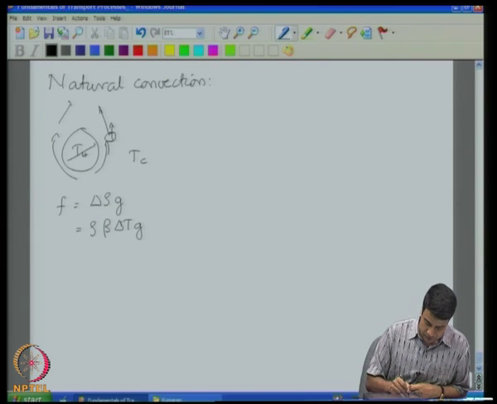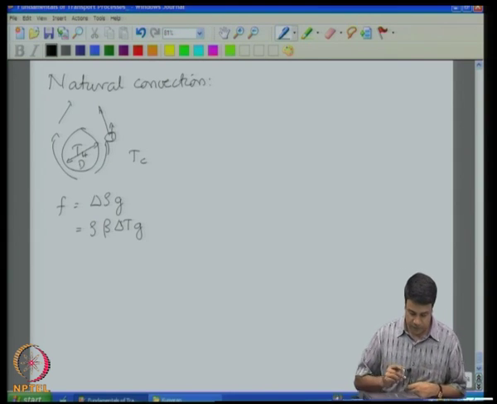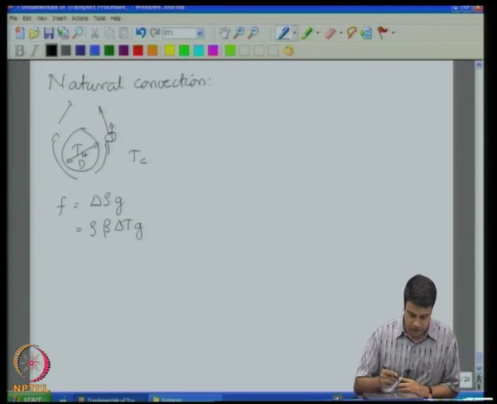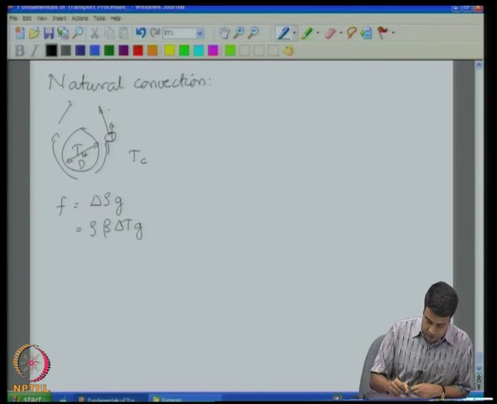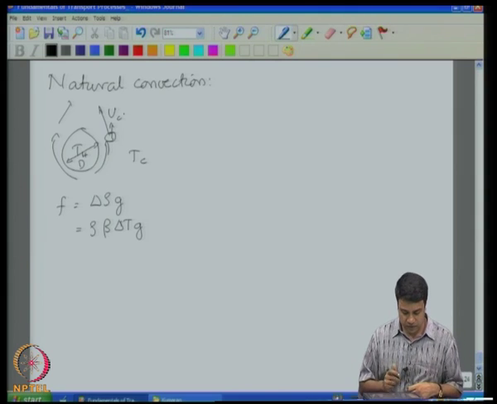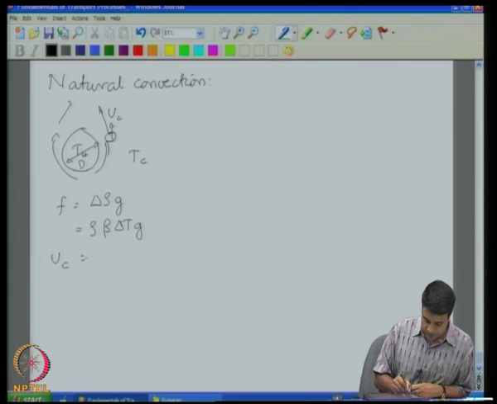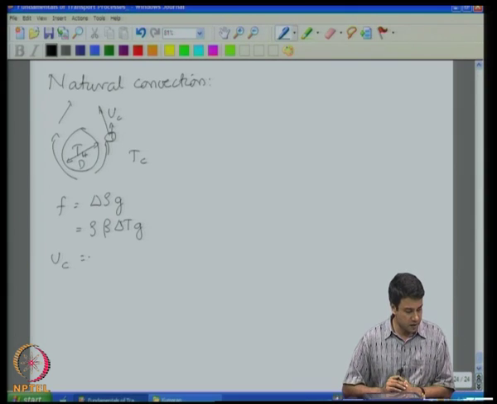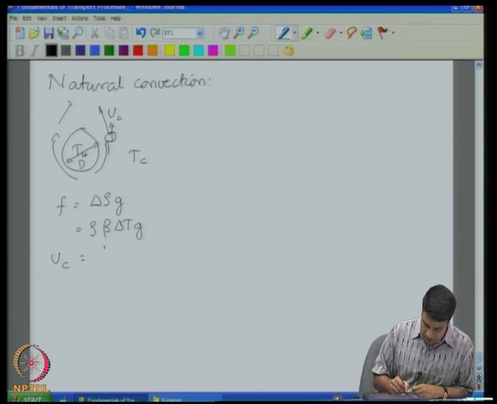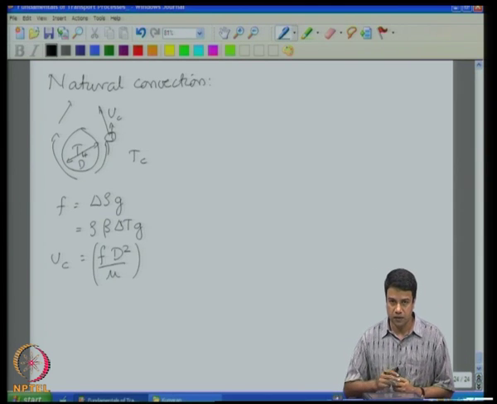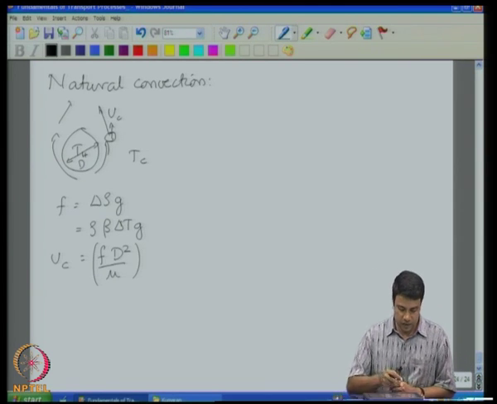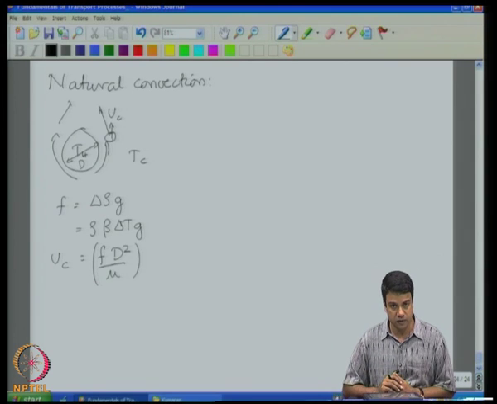If this object has a diameter d, and if this force is balanced by the viscous stresses in the fluid, then the characteristic velocity with which the fluid is moving upwards, uc, just from dimensional analysis will go as f times d square by mu, where f is the force per unit volume. You can very easily verify that this ratio has dimensions of velocity itself.